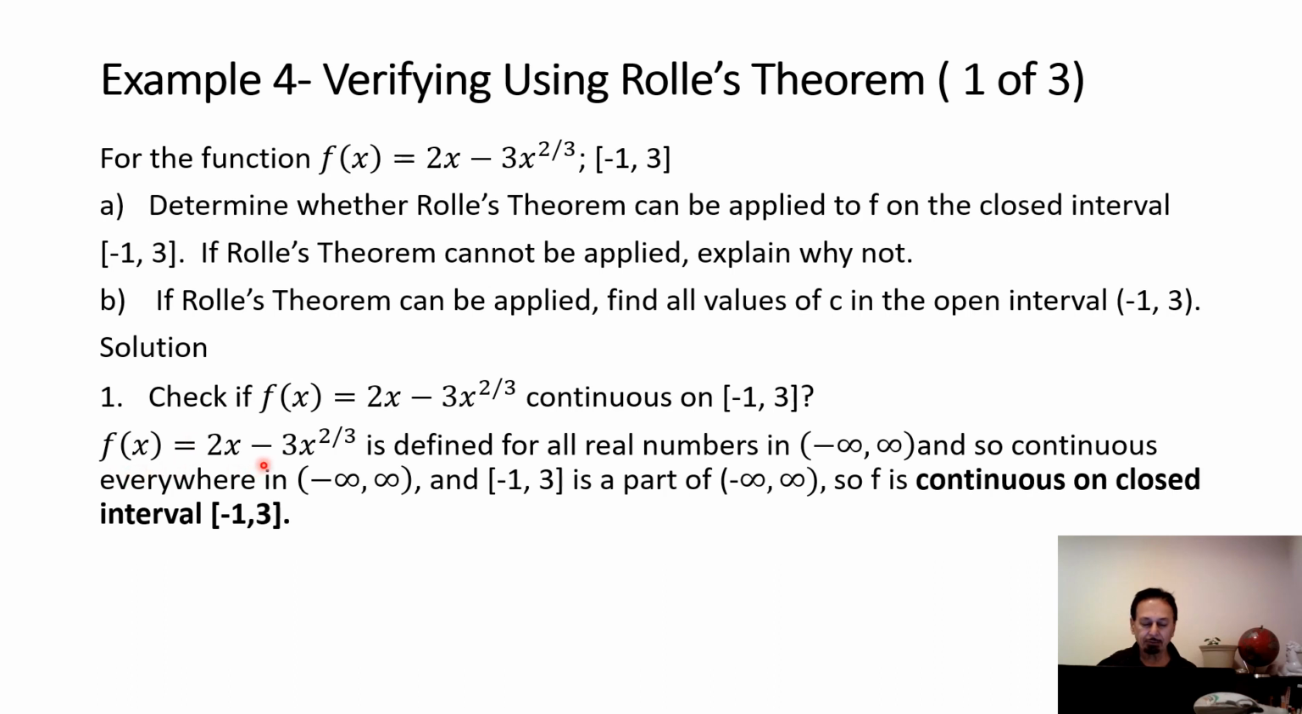So number one, let's check if f of x is continuous on this closed interval. You can see that f of x behaves basically like a polynomial. It's not a polynomial, but it behaves like one. So it's defined for all real numbers, from negative infinity to infinity. So we can say f of x is continuous on this interval, and the closed interval negative 1 to 3 is a part of this one. So f of x is also continuous on the closed interval negative 1 to 3.